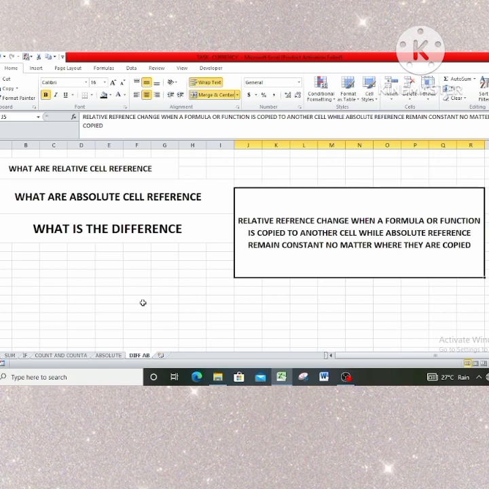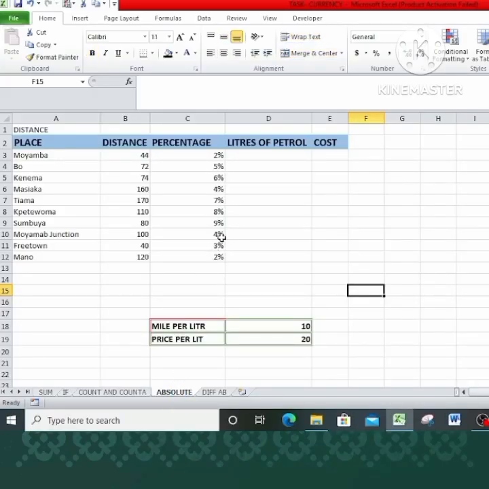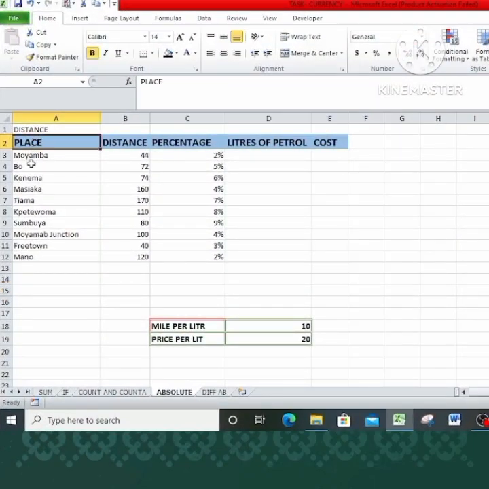Right? Without wasting time, the only way to understand is to take a simple example here. Then we will see what we are talking about. Okay, this is a simple data we have. We have places, we have Moyamba, Bo, Kenema, and so on, and this is the distance we cover to go to these places, and we have the percentage and liters of petrol we used, and this is the cost, right? And miles per liter is 10 leones, and of course, price per liter is 20 leones.